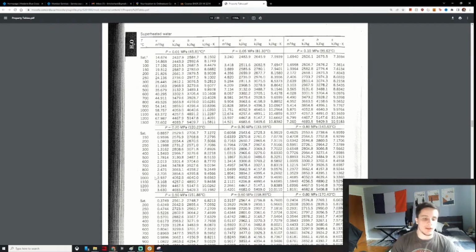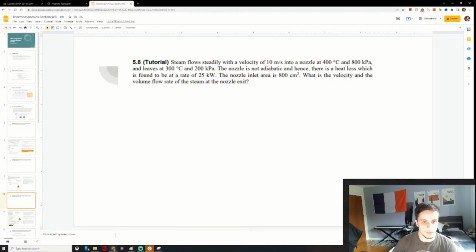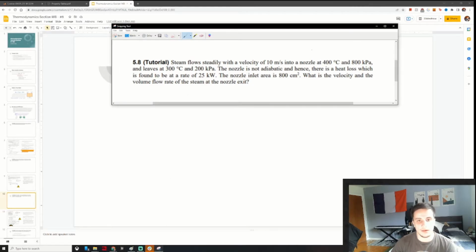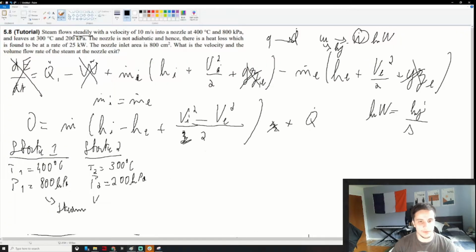Okay, so now that we have those values, we can go back, right here. And now the only missing value that we don't have is the mass flow rate. Now, what do we know? The big hint here is that we're given the nozzle inlet area.